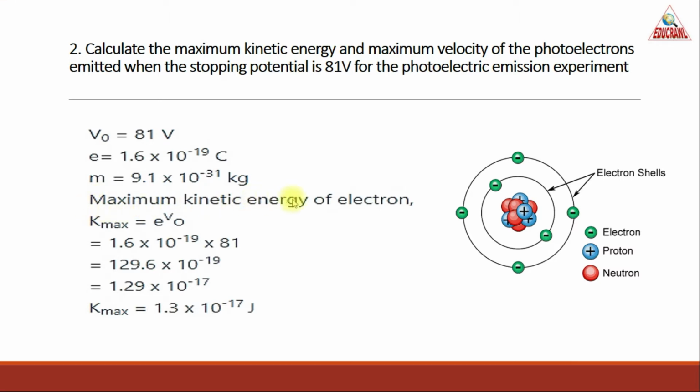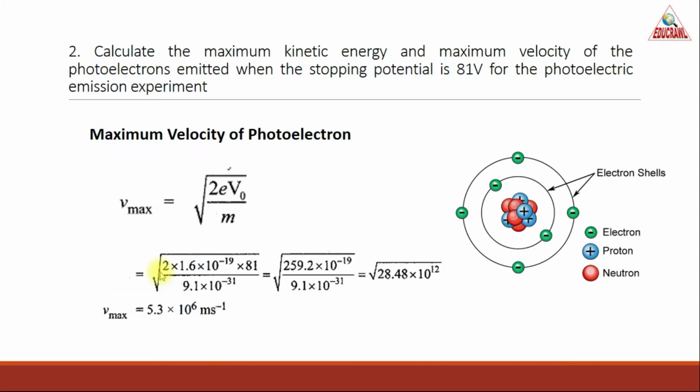First let us find the maximum kinetic energy. Kmax, the maximum kinetic energy, is given by e into V0, where e is the charge of the electron and V0 is the stopping potential, whose values are given in the data. So Kmax is equal to e V0, which is 1.6 into 10 power minus 19 into 81, which is 129.6 into 10 power minus 19, which can also be written as 1.29 into 10 power minus 17 joule. Hence, the maximum kinetic energy is 1.3 into 10 power minus 17 joule.